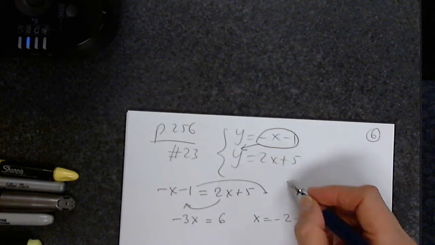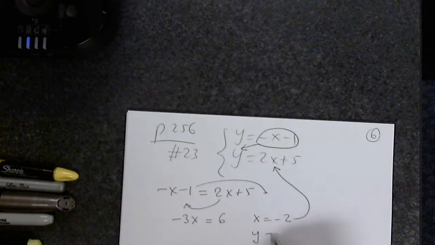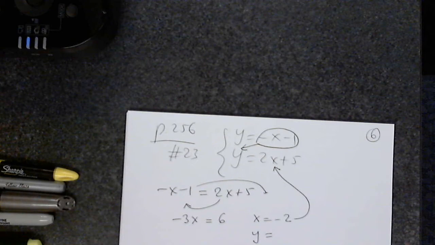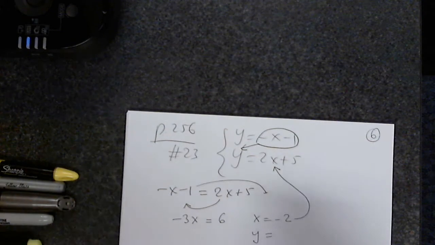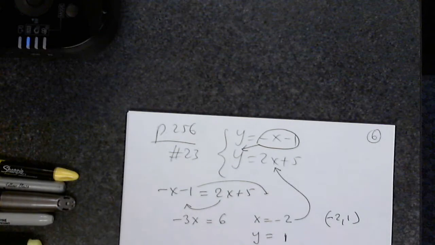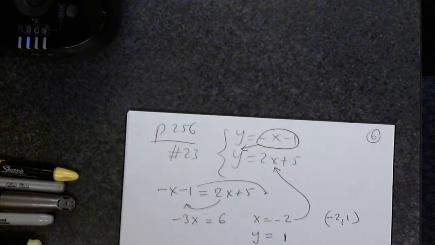If x is negative 2, how much is y? 2 times negative 2 is negative 4. Negative 4 plus 5 is 1. So the solution is negative 2, 1. I will always perform this calculation on scratch paper. Now they want me to graph, but I already know the solution, right? So I have an advantage.